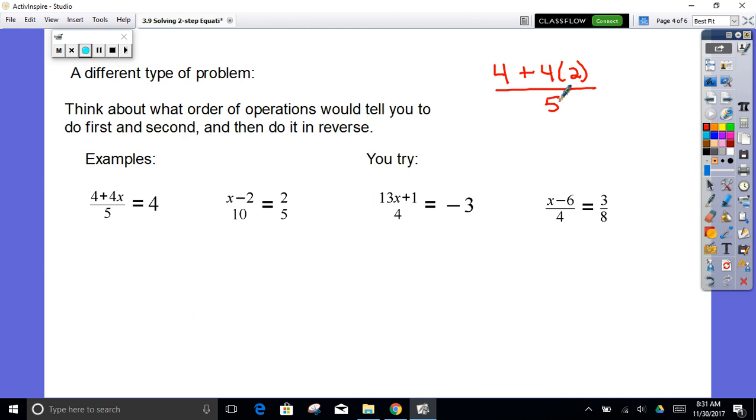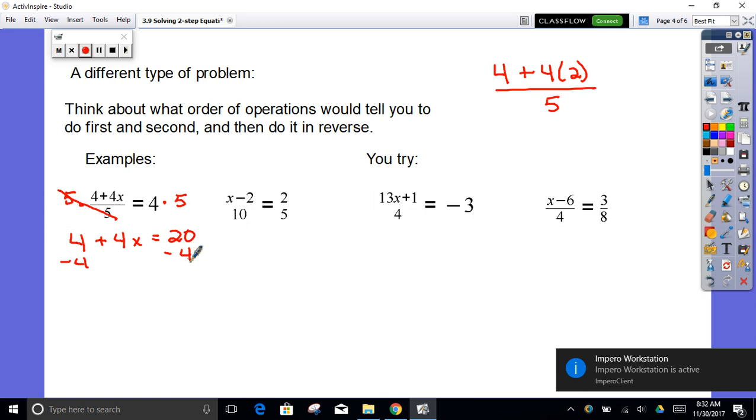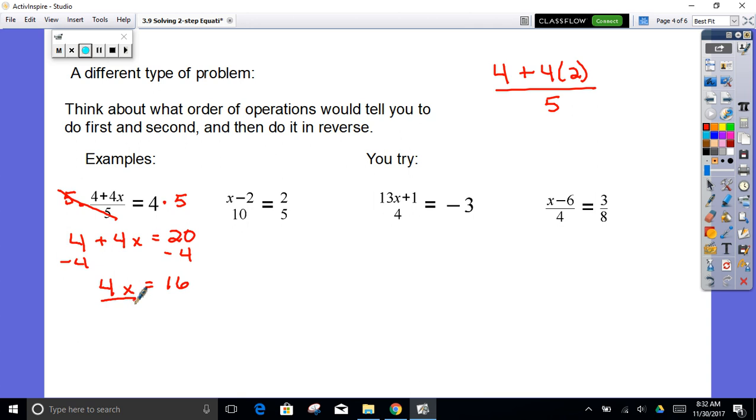So the first thing we're going to do is multiply both sides by 5, which makes these 5s cancel out. We're left with 4 plus 4x equals 20. This is actually more than a 2-step equation. This is a 3-step equation. Now we can follow our normal order of things. Now we get rid of the 4, so we would subtract 4 from both sides. We end up with 4x equals 16. Now we can divide both sides by 4 to give us x equals 4.